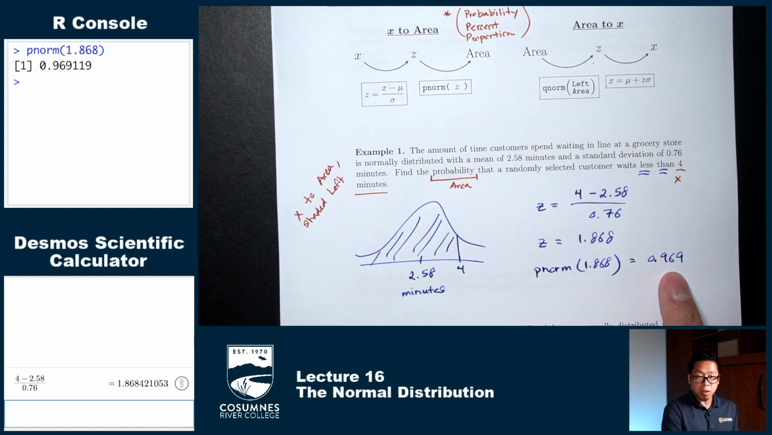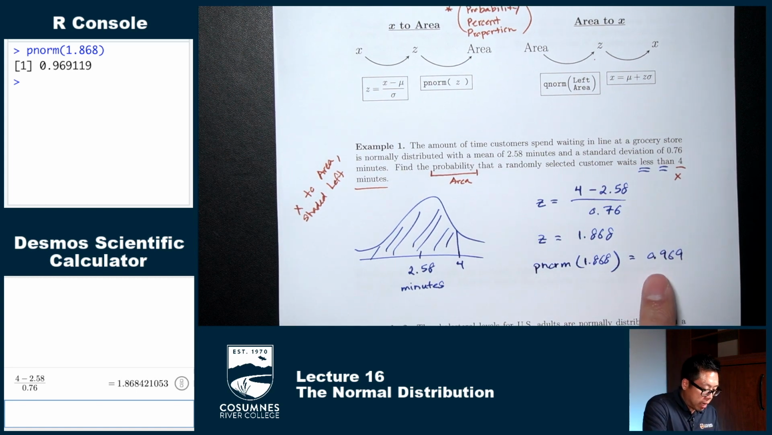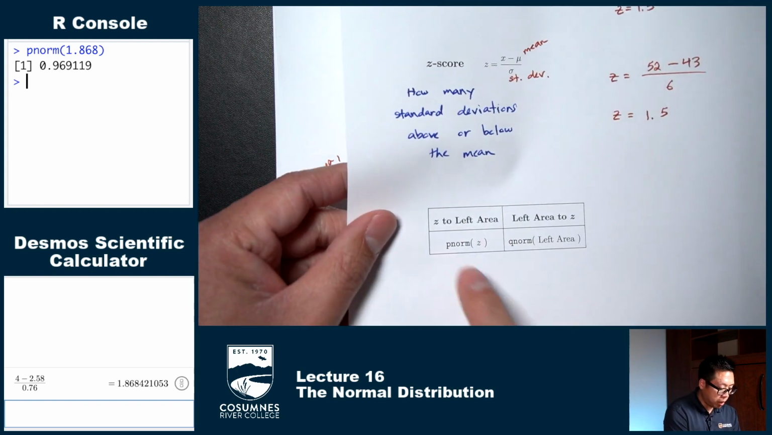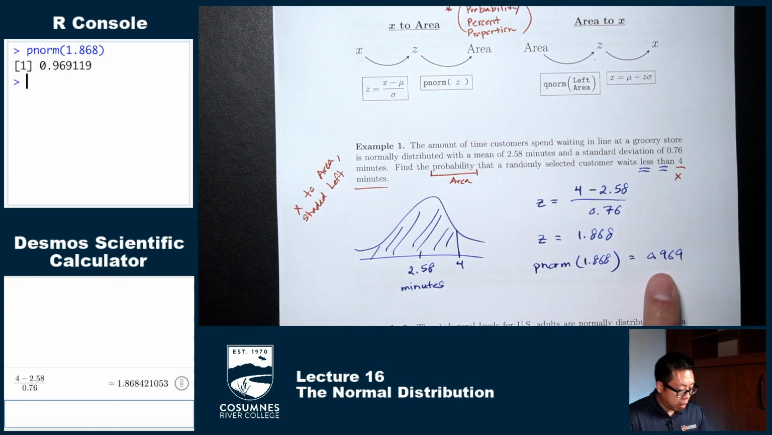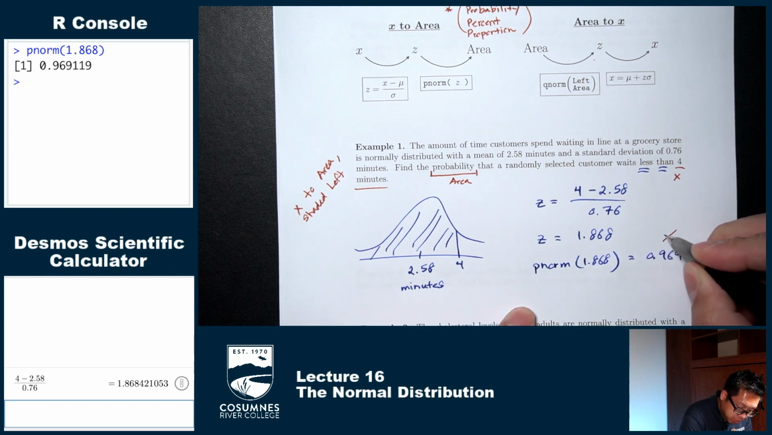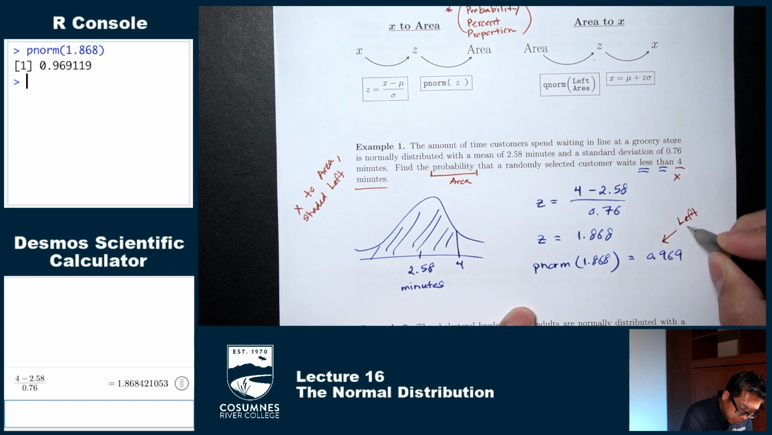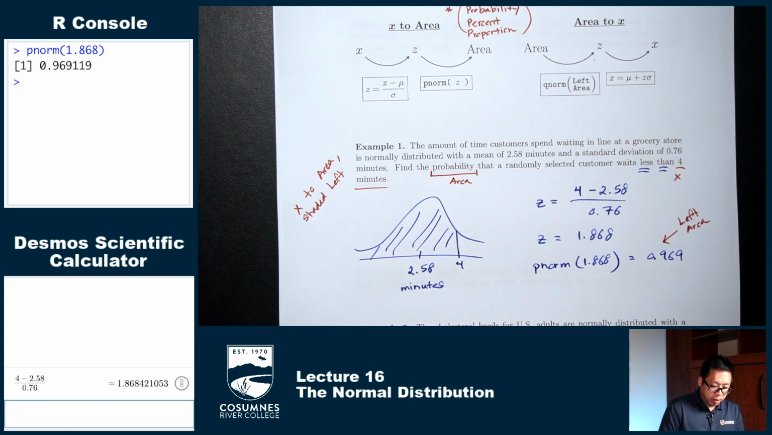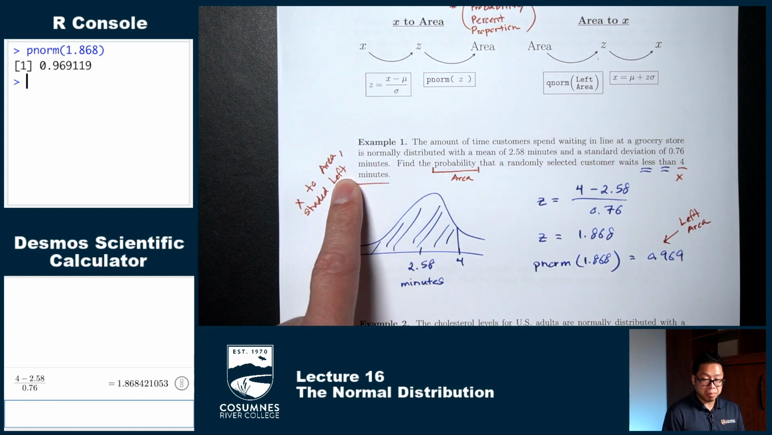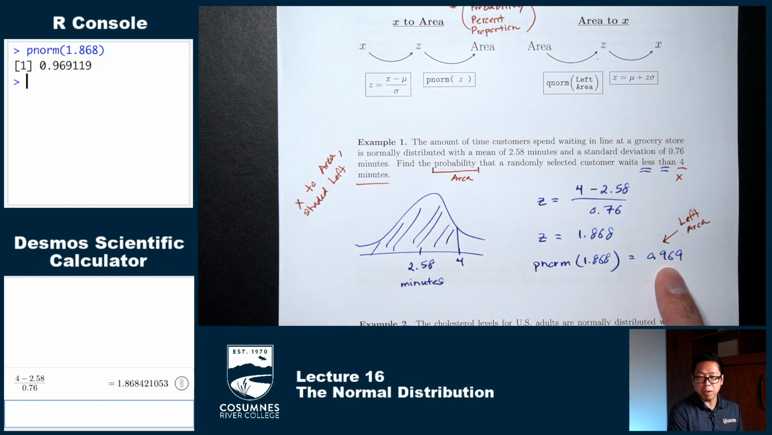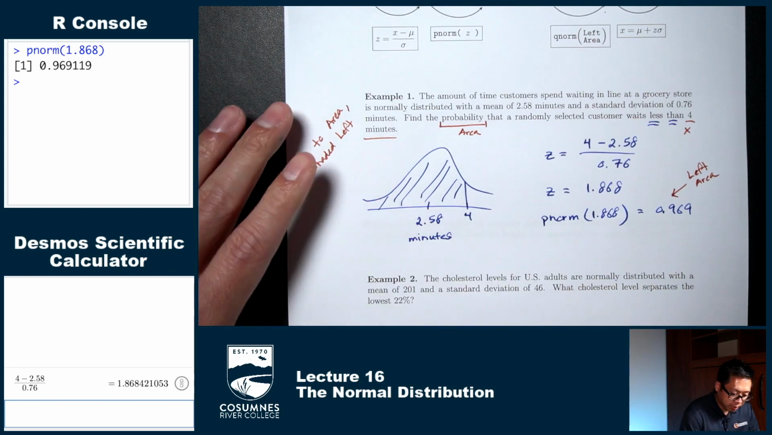Now, sometimes that's our answer, and sometimes we have to do something to it. What you have to remember is that the way pnorm works is you feed it a z, and it's going to spit out the left area. So this output, this 0.969, is the left area. And what you want to ask yourself is, are you looking for the left area here? Yes. So you're looking for the left area. So that's just our answer: 0.969.